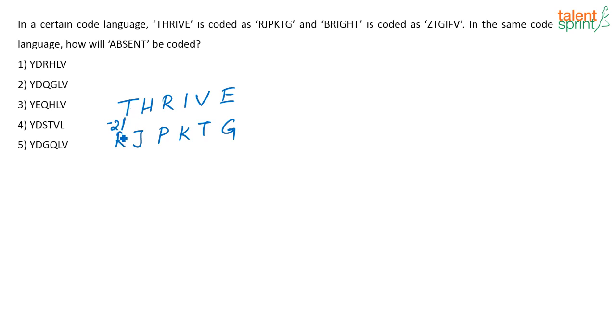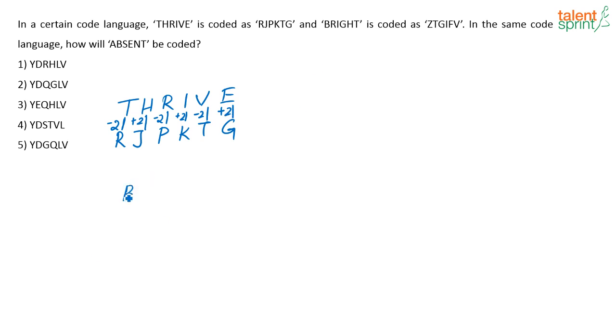So T minus 2 is R, correct? Similarly, H plus 2 is J, R minus 2 is P, and I plus 2 is K, V minus 2 is T, E plus 2 is G.